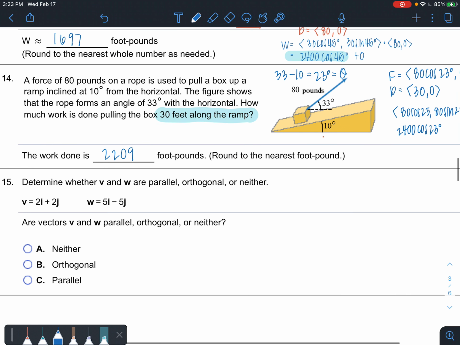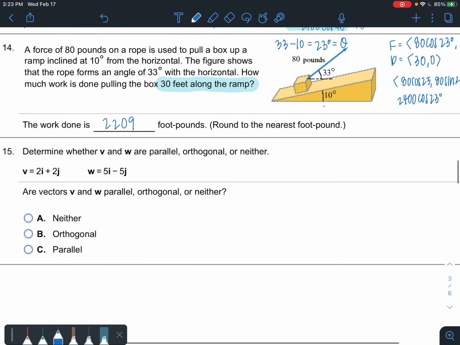All right, this is our last problem. We're determining whether v and w are parallel, orthogonal, or neither. So we need to test for both parallel and orthogonal until one is true. If both are false, then it's neither. So let's go ahead and test to see if they're orthogonal.